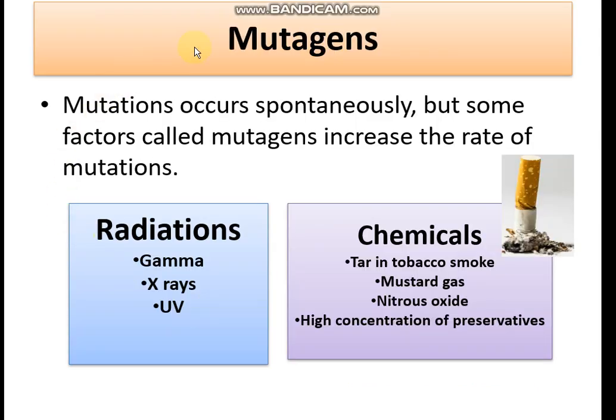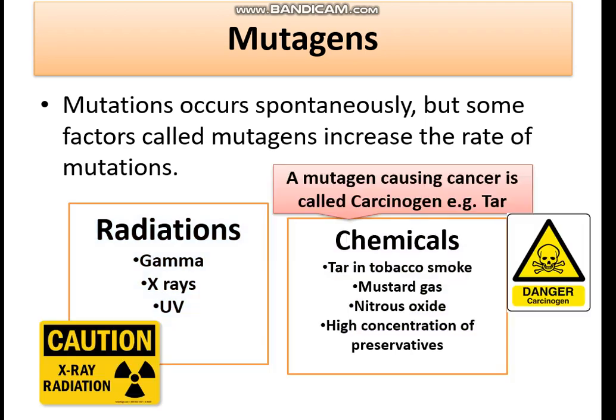Now, what are the causes of mutations? Normally mutations are rare, but there are some mutagens, chemicals, which are responsible for causing mutations. Those mutagens are radiations like gamma rays, X-rays, ultraviolet rays, and chemicals like tar. If the tar present in tobacco smoke is in high concentration, it may cause cancer. That is why it is called a carcinogen. A cancer causing agent is called a carcinogen.